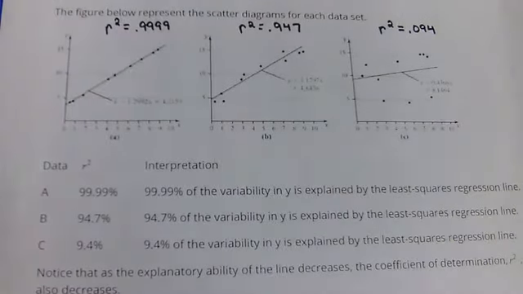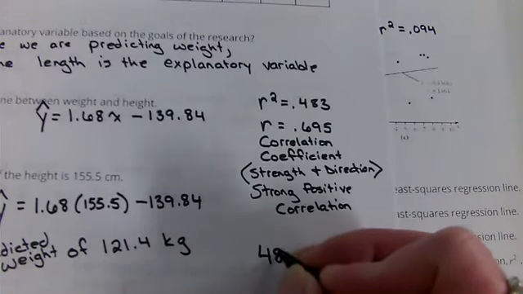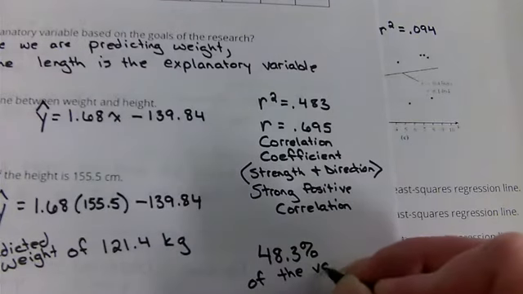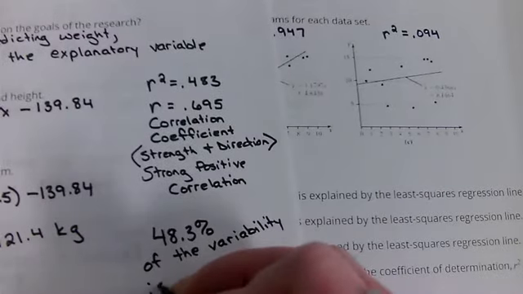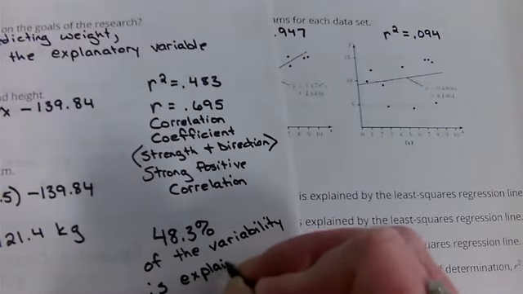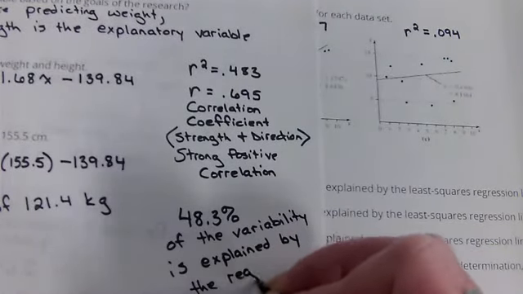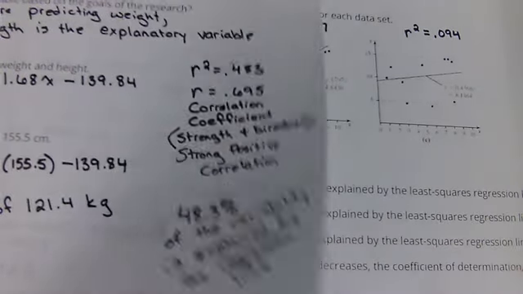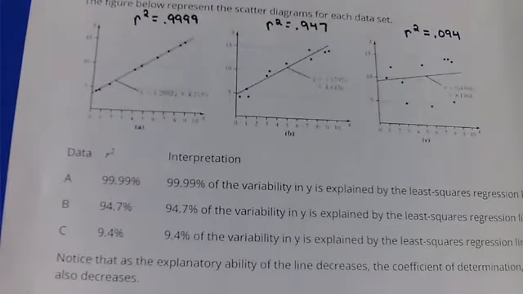So let's look back at that bear example. R squared was 0.483. So this means that only 48.3% of the variability is explained by the regression line. That's why this is called the coefficient of determination, coefficient of variation.